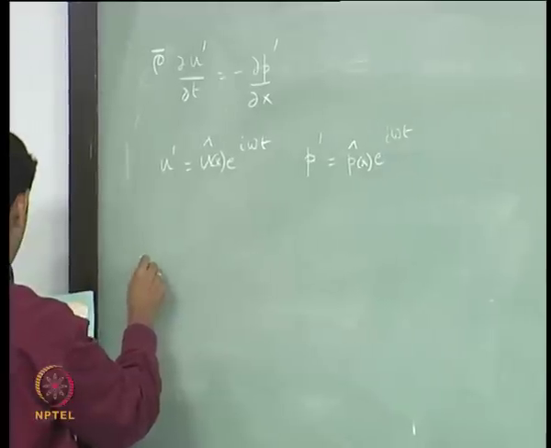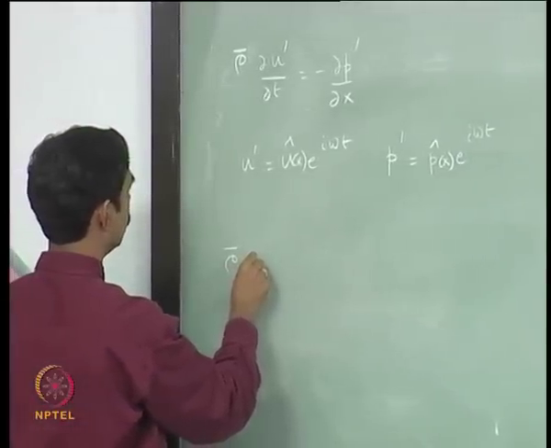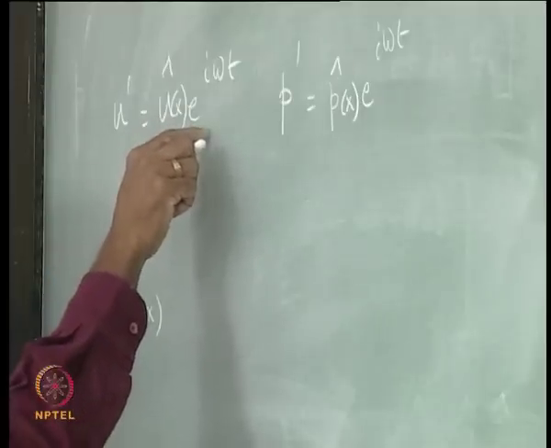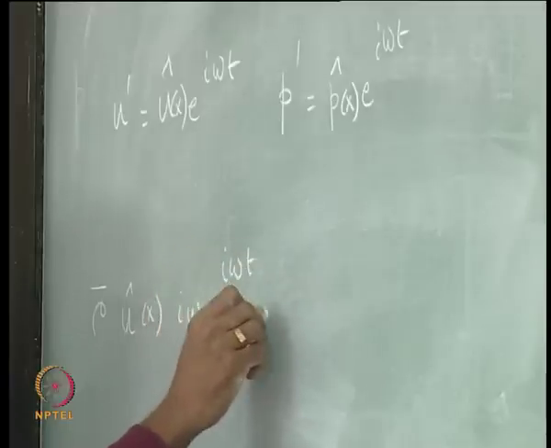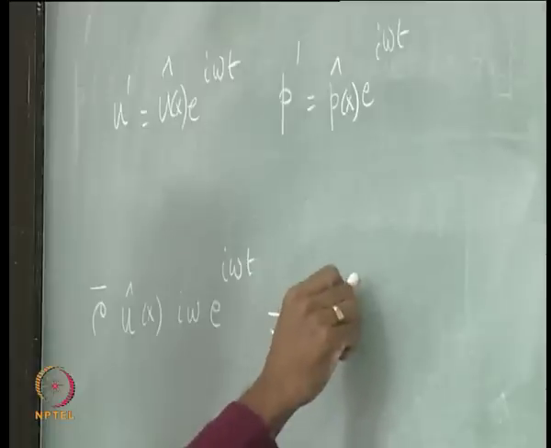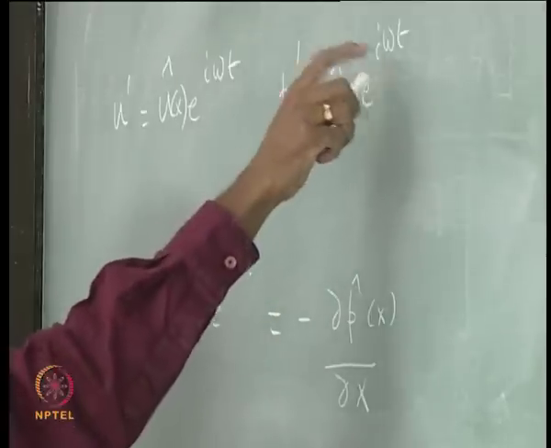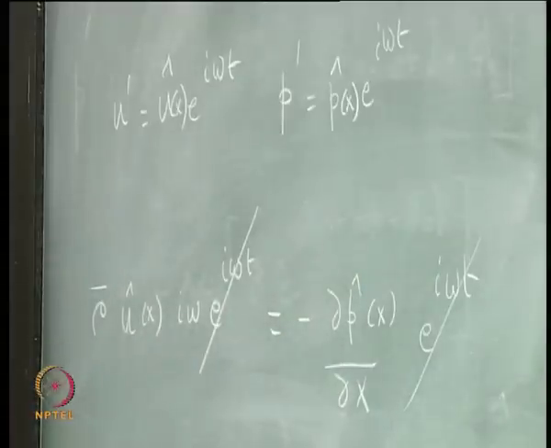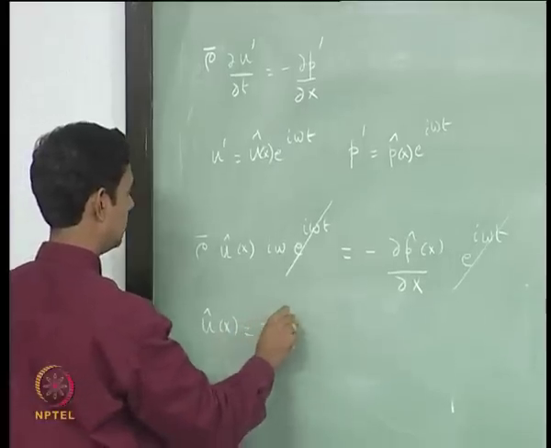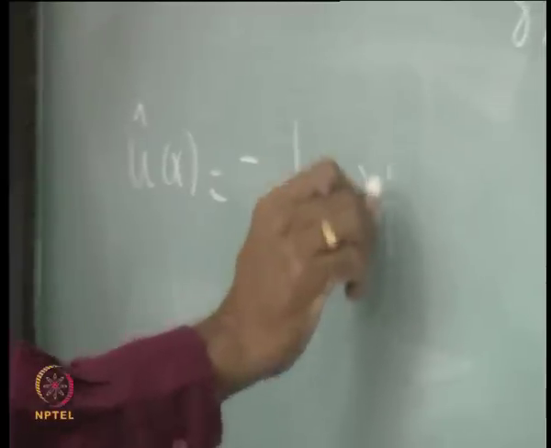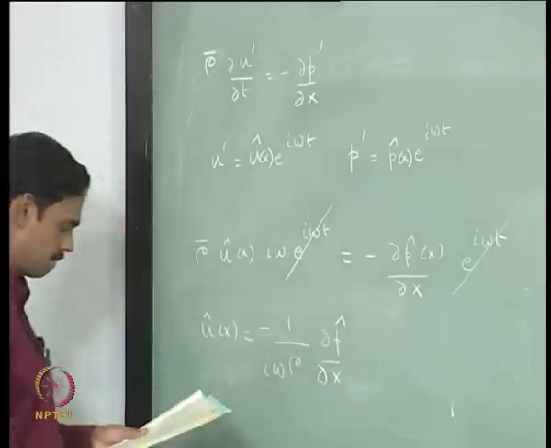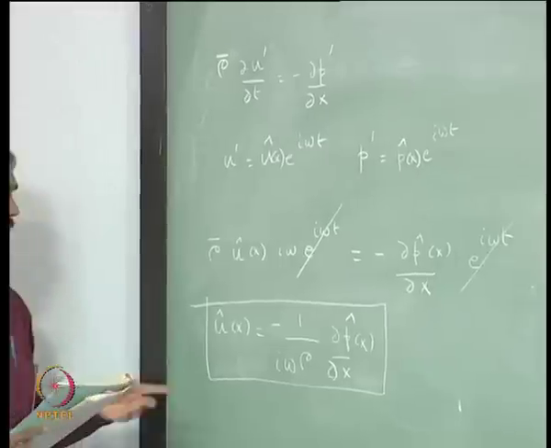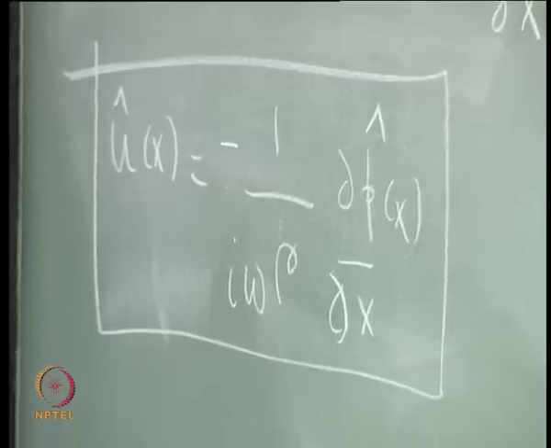So if you now substitute these equations here, I will get rho bar u hat of x, when you differentiate, it just stays, it is not a function of time, times when you differentiate e power i omega t, you will get i omega e power i omega t. So this would be minus dou p hat of x over dou x, e power i omega t does not have any x, so it just stays. Now we could cancel this. So you can say that u hat of x equal to minus 1 over i omega rho dou p hat by dou x. So this is the relationship between acoustic velocity and acoustic pressure in the harmonic domain.